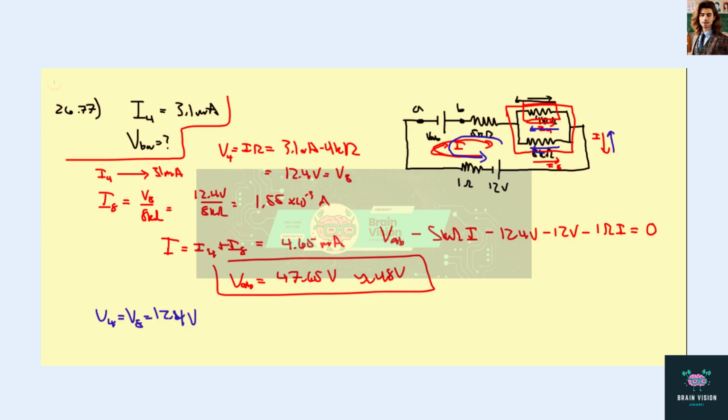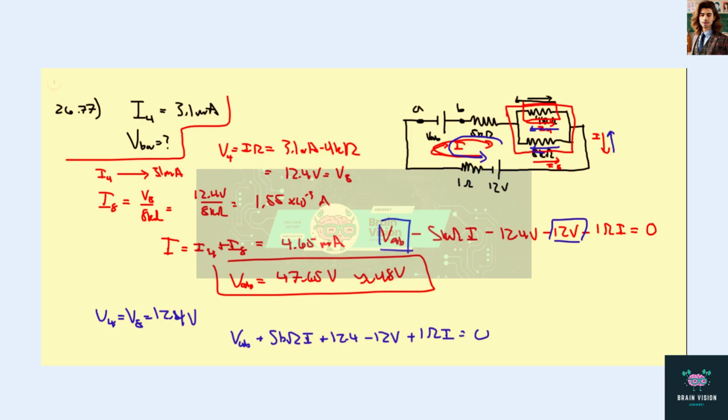Now we just have to start again with a loop equation, but going in the opposite direction. We can still start with VAB, but now we flip the signs on the rest of our equation, except for the second battery, which has the same orientation as the first battery. So the two terms that don't flip signs are the battery terms. And let's add in the 1 times I. I did not flip the sign on that one.